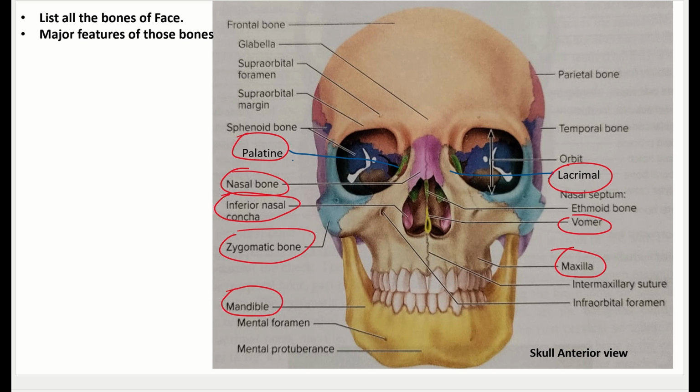The major bones that comprise the bones of the face are the maxilla, mandible, vomer, lacrimal, nasal, palatine, zygomatic, and inferior nasal concha. To remember the names of these bones, you can use the mnemonic: Monkey in New Zealand likes peaches very much.